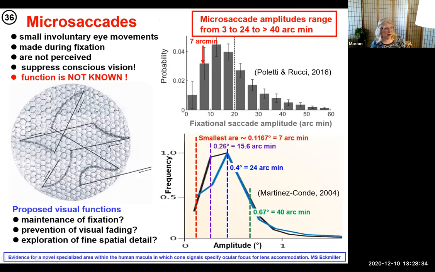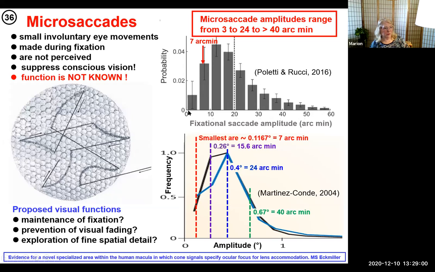And so here's a drawing of a cone mosaic, and here is an example of how our eyes move over that mosaic for some unknown reasons. Possible functions of microsaccades: to maintain fixation, to prevent visual fading, to explore the fine spatial detail. How big are these microsaccades?